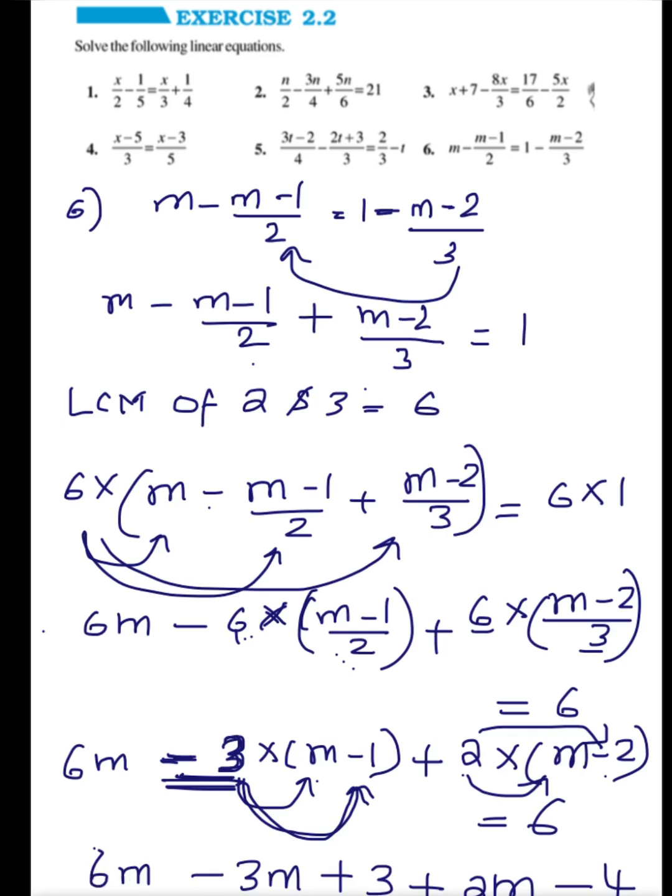Solve the linear equations, questions 1 to 6. In all the questions we are doing the same step, that is taking the LCM and multiplying. And you should be careful when a minus sign is coming before any bracket.